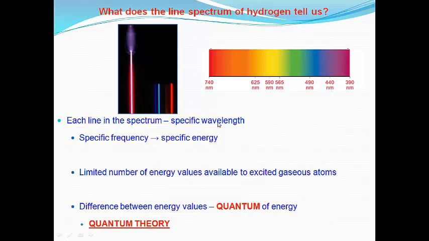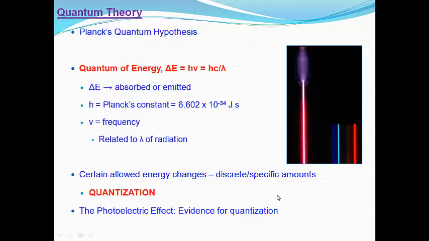And so we have specific wavelength values and we have specific frequency values. And if you go back to our equation where E is equal to hc over lambda, it means that there are specific energy values that are associated. And if you consider the fact that the electrons gain energy, are promoted to a higher energy level, and fall back and give off a particular amount of energy that has a specific wavelength and a specific frequency, it tells us that there is a limited number of energy values available to the excited gaseous atoms. And this difference between energy values is called the quantum of energy, and is essentially the basis for what we describe as the quantum theory.